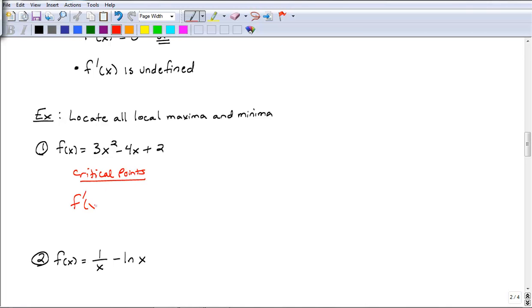The derivative of this thing is 6x minus 4. There are no places where 6x minus 4 is undefined, because it doesn't have any fractions in it. There's no square roots to mess us up. So it's defined everywhere. So the only critical points we're going to have are where this first derivative is equal to 0. And so I end up getting x is 4/6, which is 2/3. So there's my critical point.